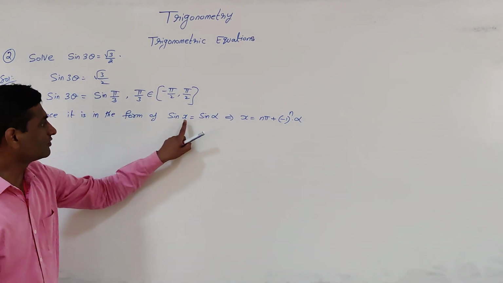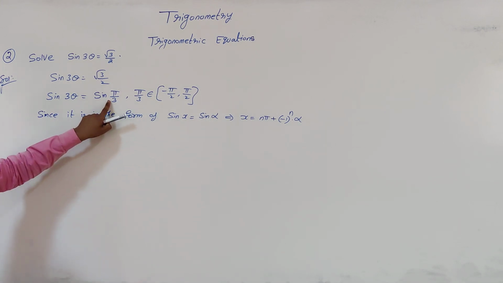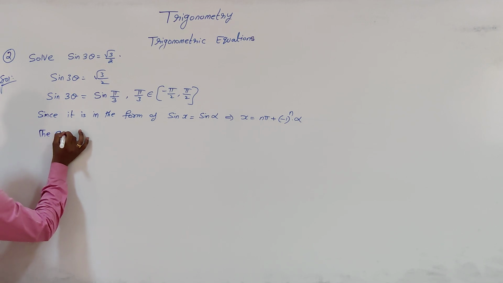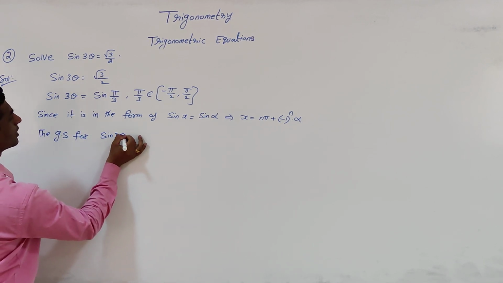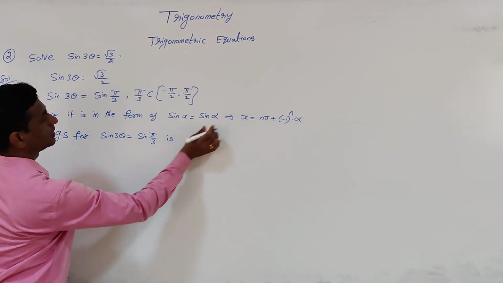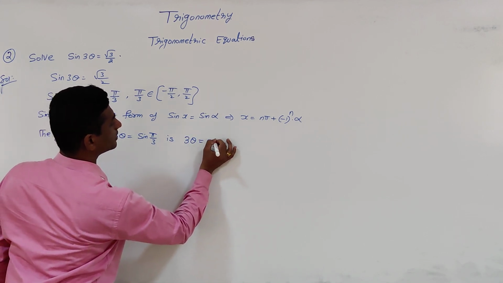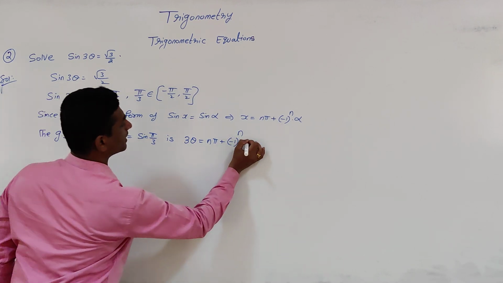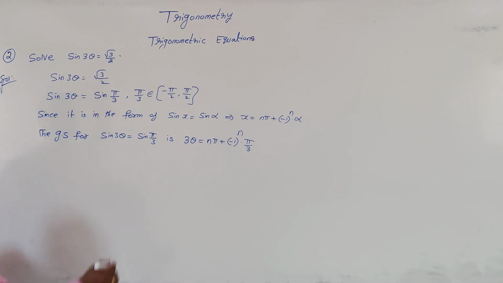But in the place of x it is 3 theta, and in the place of alpha it is pi by 3. Now the general solution for sin 3 theta is equal to sin pi by 3 is 3 theta is equal to n pi plus minus 1 whole power of n into alpha, that is pi by 3. But we require theta.